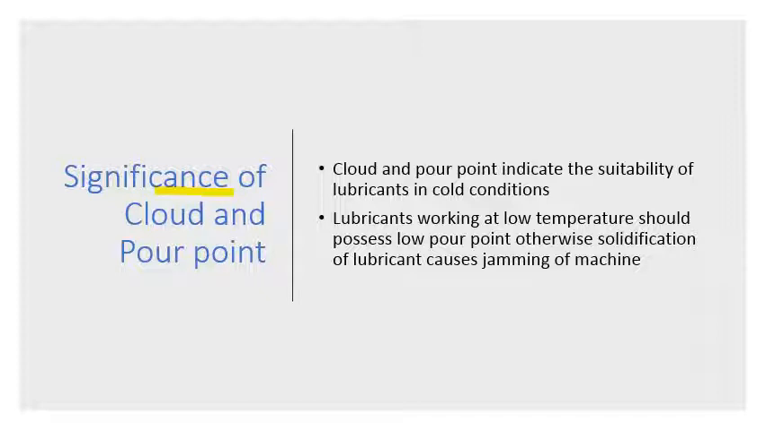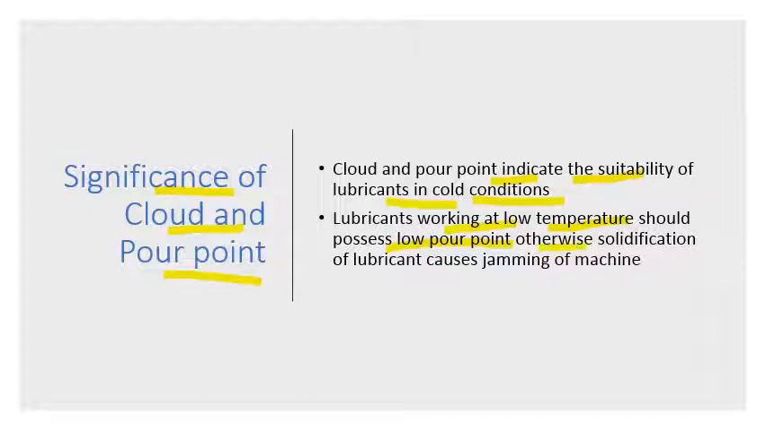What is the significance of the cloud and the pour point of the lubricant? The cloud and the pour point of the lubricant indicate the suitability of the lubricants in cold conditions. For example, in India, the northern area has a cold climate where the temperature is low, and there we are using machines in which we are using the lubricant. So in that condition, we should know the lubricant's cloud and pour point. The lubricants working at low temperature should possess a low cloud and pour point, whatever the temperature at which we are working on the machine.